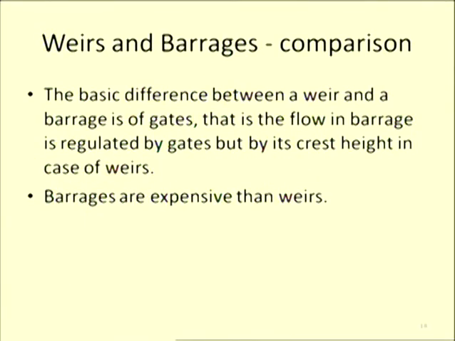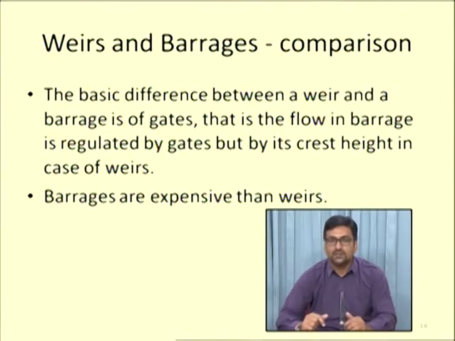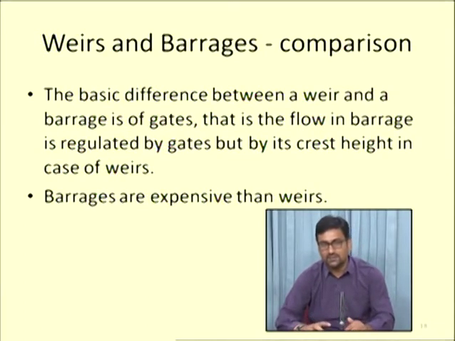Now we are comparing weirs and barrages, these two structures, which one is suitable where, and how we can make cost comparisons about these two. The basic difference between weirs and barrages is the gates. The flow in a barrage is regulated by gates, but in the case of weirs, only the crest height is there. Beyond that we can't manage, we can't control the flow.